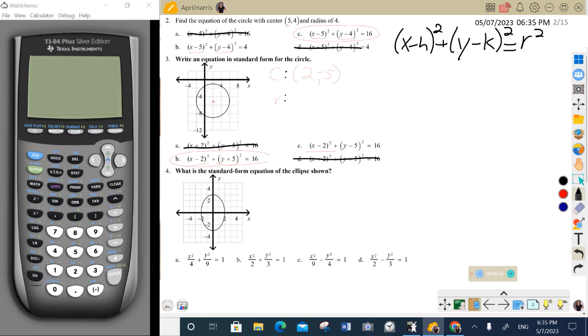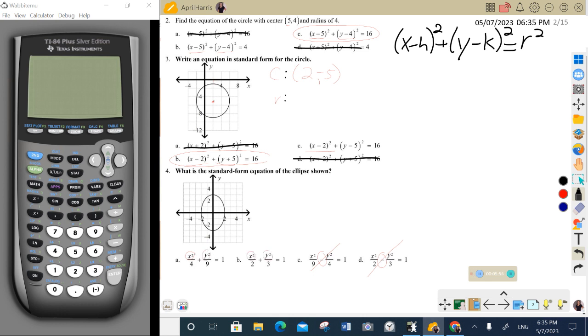Number 4 wants the standard form equation of the ellipse. First thing I notice in the answers, I have 2 hyperbolas because you have an x squared minus a y squared, so that eliminates C and D. The center is at 0, 0, which is why there's nothing being added to the x's or the y's in any one of these.